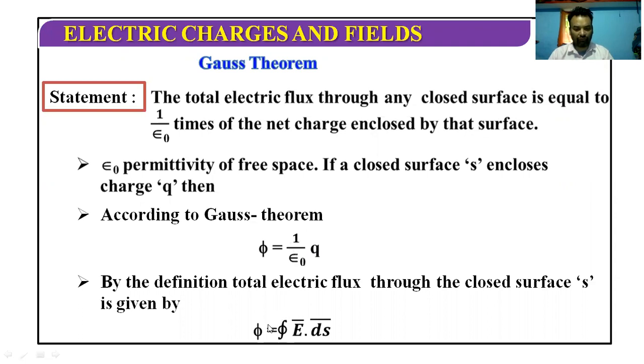And we also know phi can be written as the closed surface integral of E dot ds. Why are we taking this closed surface integral? Because we have to enclose the charge in a Gaussian surface, and Gaussian surface is a closed surface. If we take an open surface, then the charge will leak, and if the charge is leaking, it means we cannot fix the value of charge. Similarly, we cannot fix the value of flux.